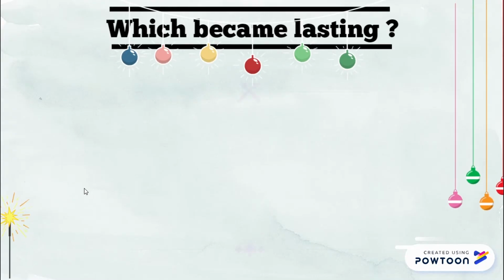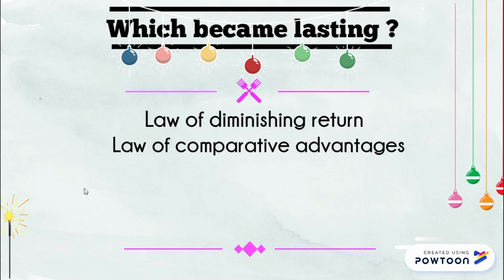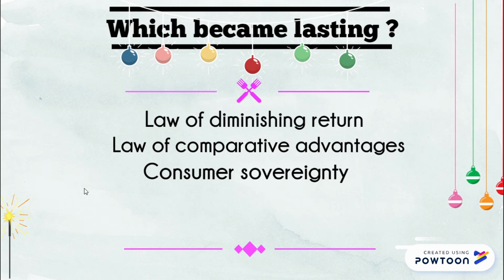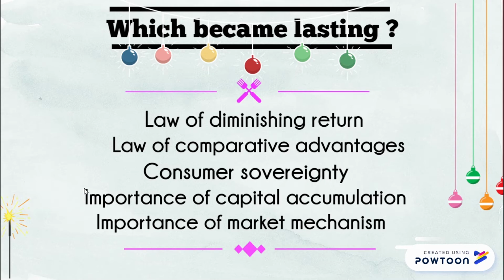Which tenets became lasting? Firstly, the law of diminishing returns. Secondly, the law of comparative advantage. Next, consumer sovereignty. Besides, importance of capital accumulation. Lastly, importance of the market mechanism.